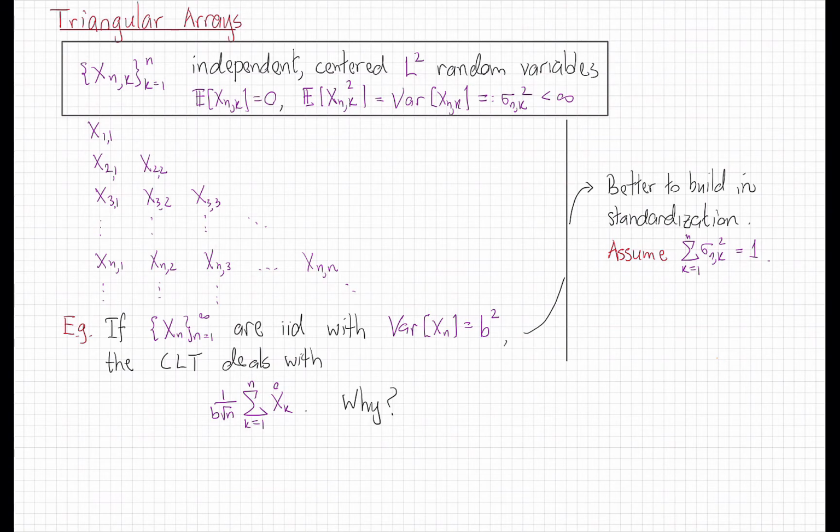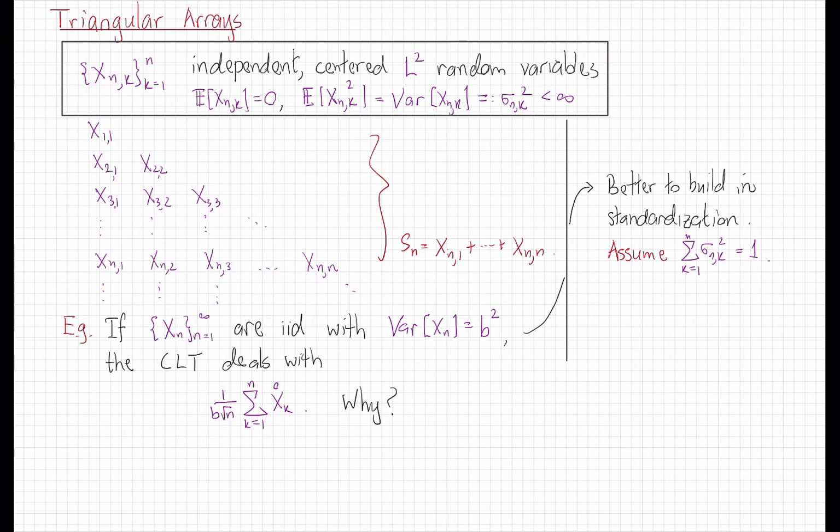We'll assume that these are all independent along each row. We don't care what the relation is between the x_nk's for different n's. They'll all be L2 centered random variables. And just for notation, let's let sigma_nk squared denote the variance of the term x_nk. Since they're L2, that is finite. And given such a triangular array, we denote by S_n the sum of the terms in the nth row.